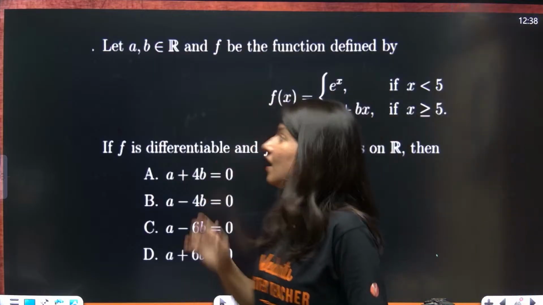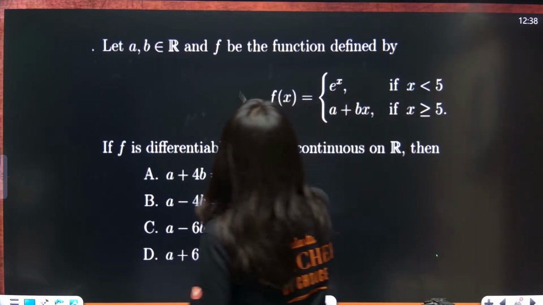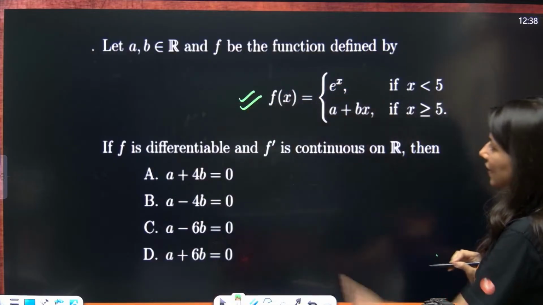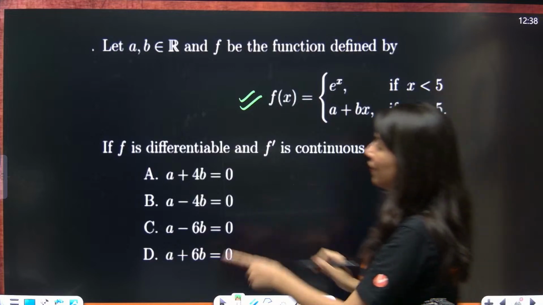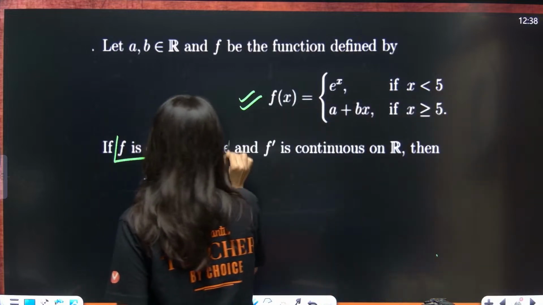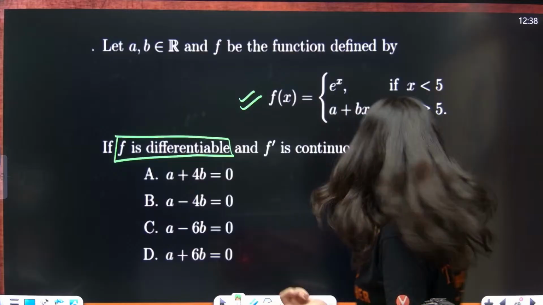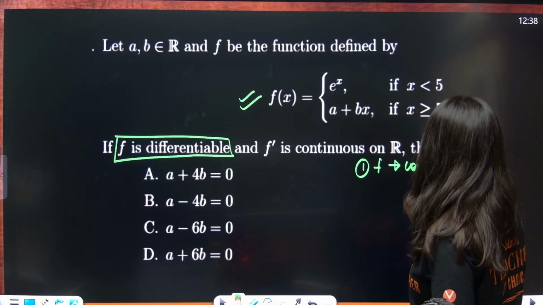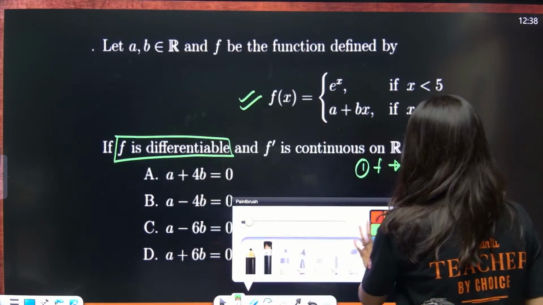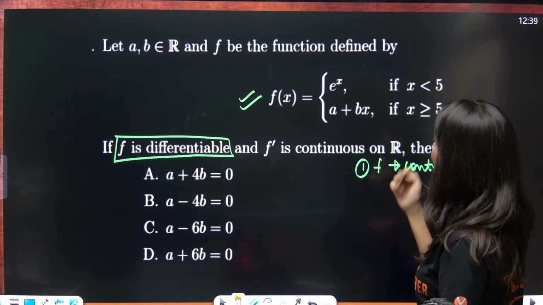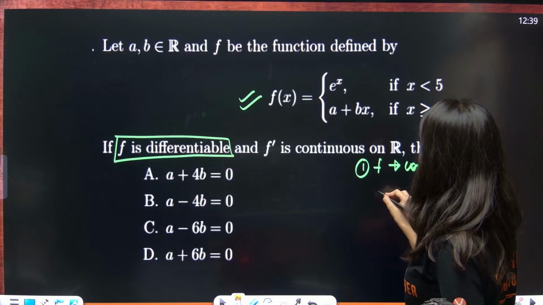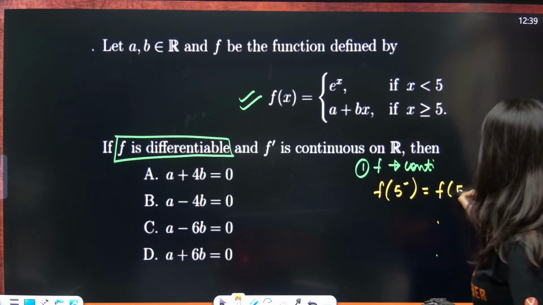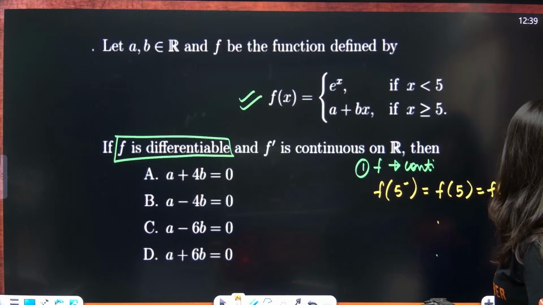Let's see. a, b belong to R and f is the function defined. This is your f(x), correct? The function is given. If f is differentiable, then f should be continuous. So if f is continuous, then clearly f(5) minus is equal to f(5) is equal to f(5) plus.